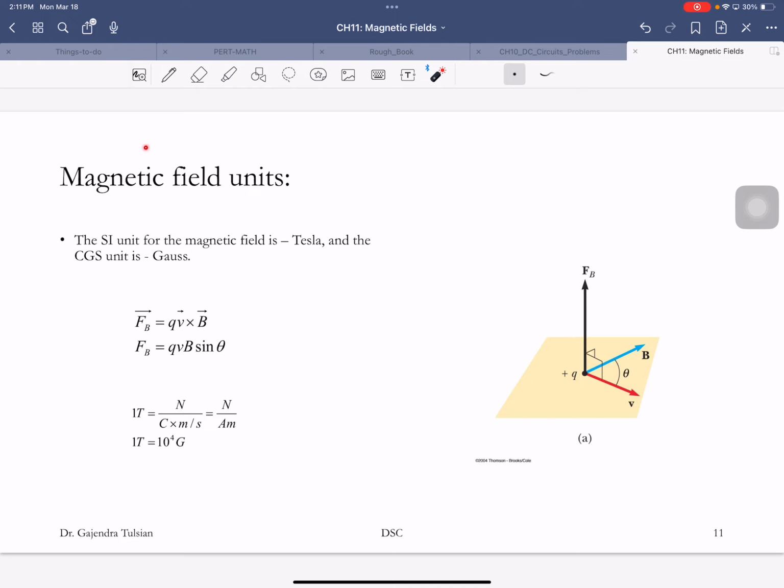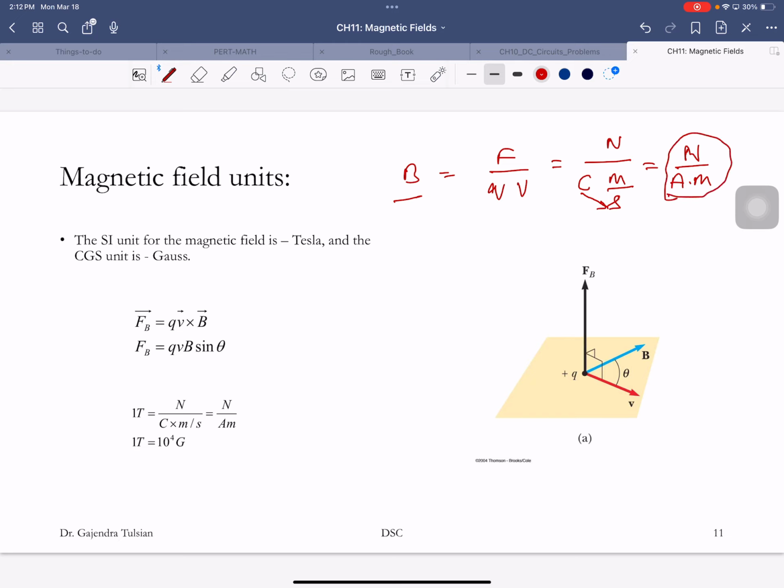All right, so we'll talk about the units of magnetic fields. Here's the force equation. The magnetic field is force divided by Q times V. Force has units of newtons. Charge Q has units of coulombs. Velocity has units of meters per second. We can combine coulombs per second into amperes, so the magnetic field has units of Newton per ampere meter.